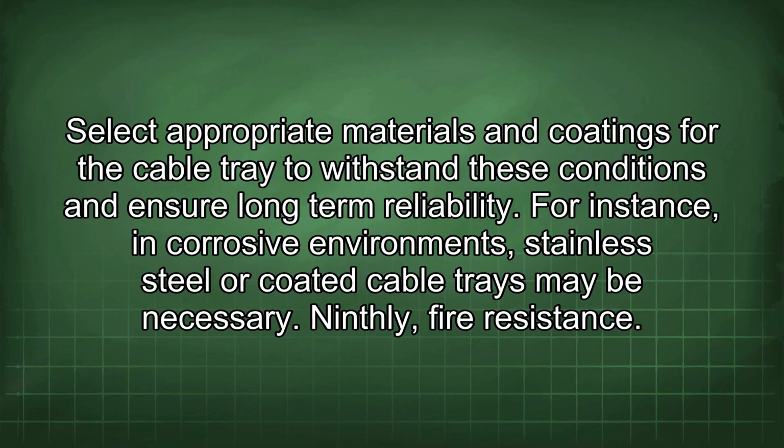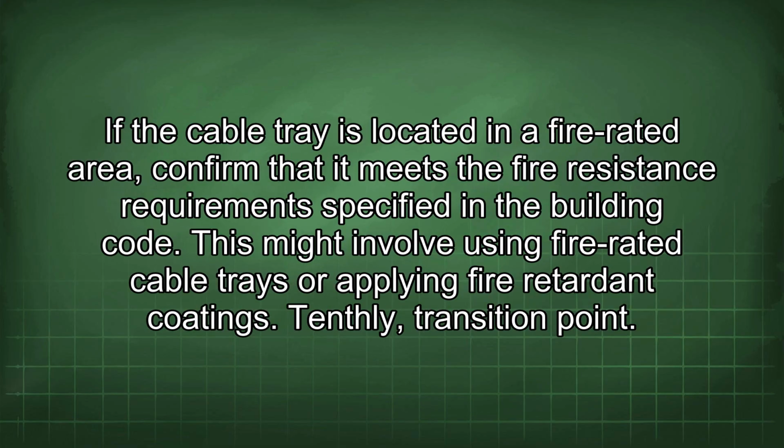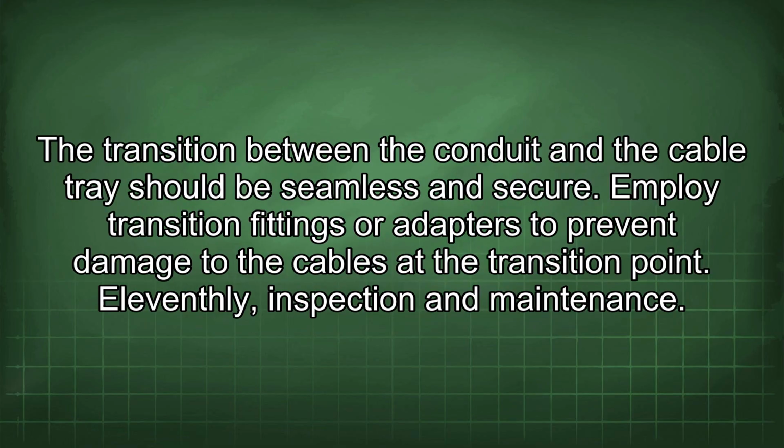Ninthly, fire resistance. If the cable tray is located in a fire-rated area, confirm that it meets the fire resistance requirements specified in the building code. This might involve using fire-rated cable trays or applying fire-retardant coatings. Tenthly, transition point. The transition between the conduit and the cable tray should be seamless and secure. Employ transition fittings or adapters to prevent damage to the cables at the transition point.